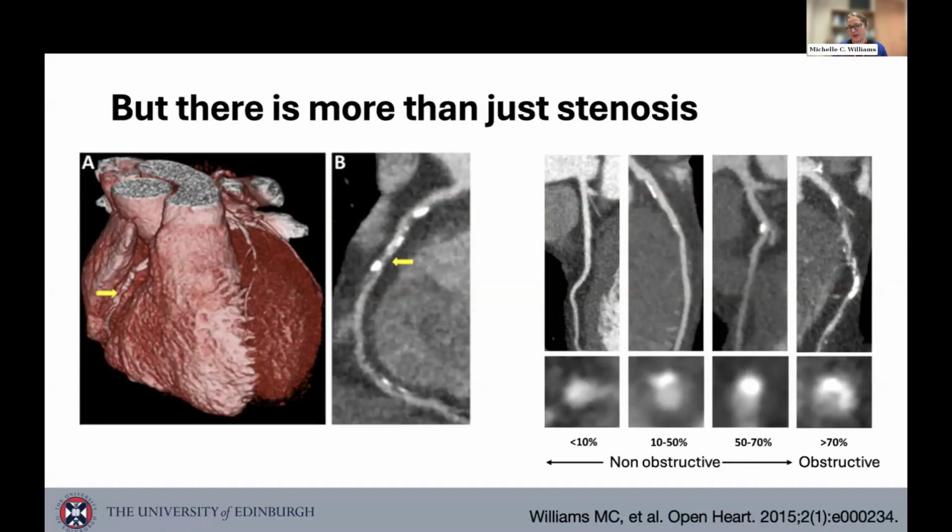We can see the atherosclerotic plaque, and it's very apparent on these images that some of the plaque is calcified and some of it is non-calcified. That's the most basic differentiation we can do, but we can do much more than that now as well.